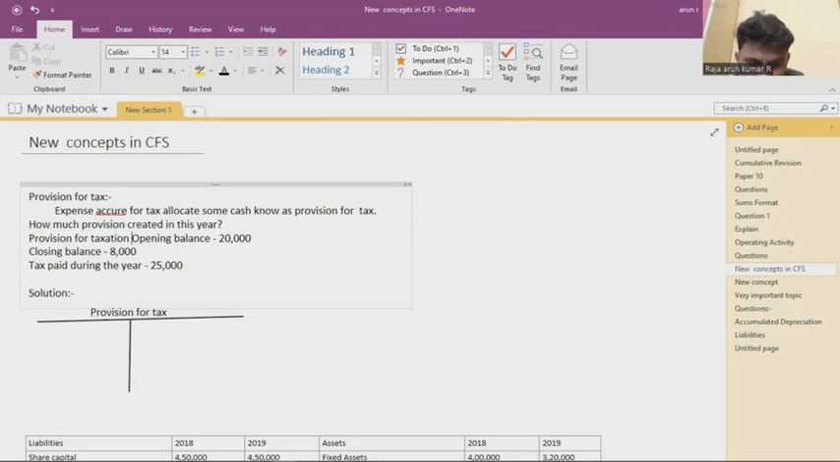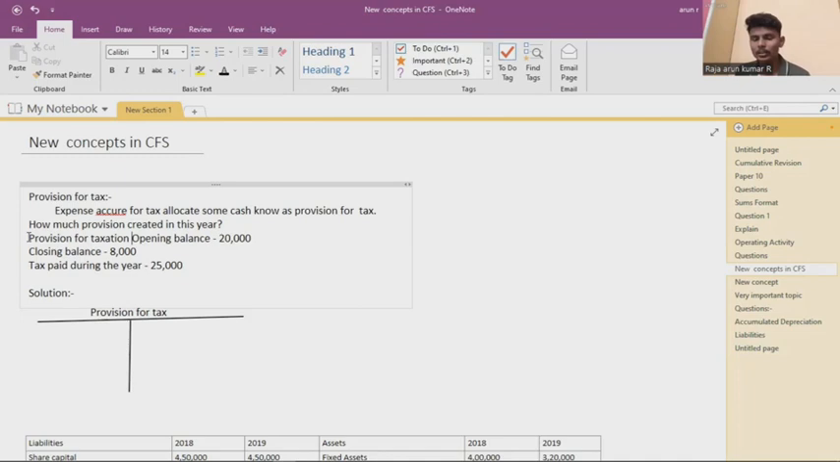Provision means what? We know that expenses will occur in the year. Before that, the financial manager understands that these expenses will occur in this year. So according to that, we take some amount and allocate it for those expenses, and that is known as a provision. Taking it for the tax purpose is known as the provision for taxation. This is the simple concept. Okay, we do the sum, you can understand.